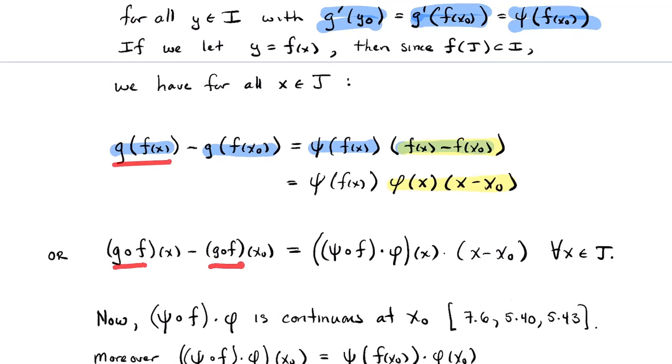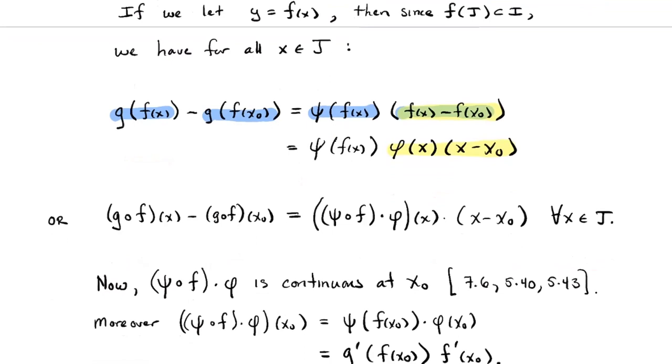So I've got g composed with f of x minus g composed with f of x naught on the right-hand side of this thing. What have I got? I've got psi composed with f times phi evaluated at x, okay? So this part right here, psi composed with f times phi, I'm just writing it in function notation, times the change in x, and that's true for all x and j.